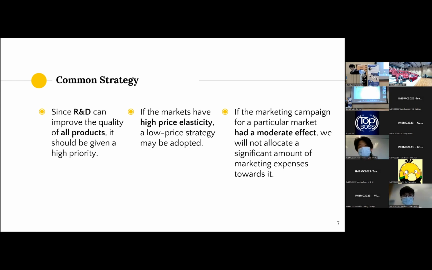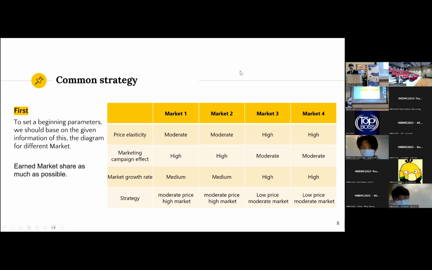And if the markets have a high price elasticity, a low price strategy may be adopted. And if a particular market has a moderate effect from the marketing campaign, we're going to allocate significant amounts of marketing expense towards it. So when we come to the macroeconomic environment for these four, we are going to assign different strategies for markets. For market one, we're going to give a moderate price and a high market. For market two it is the same. For market three, we'll give it a low price and a moderate market. Our goal is to earn market share as much as possible.